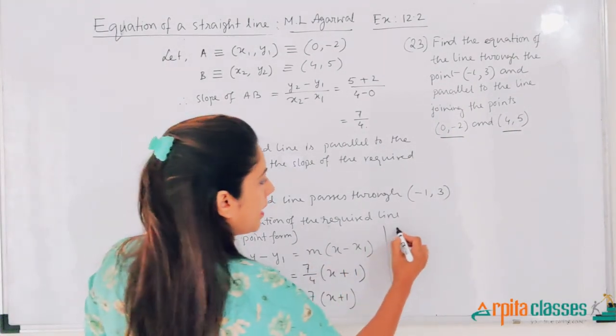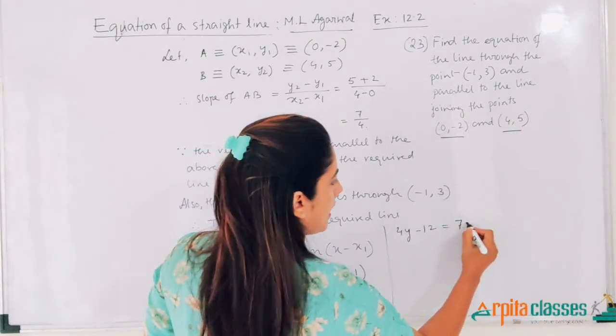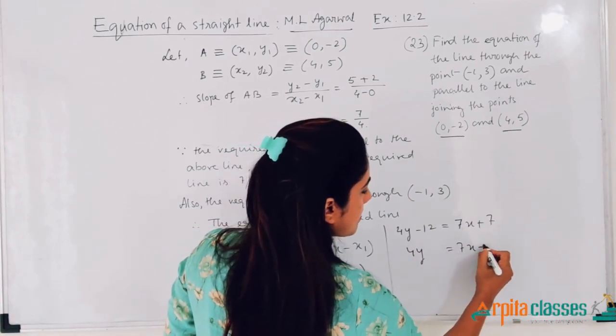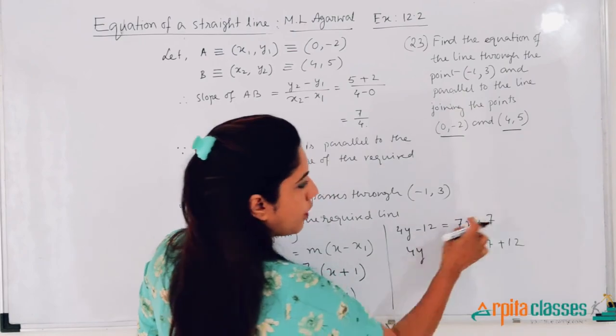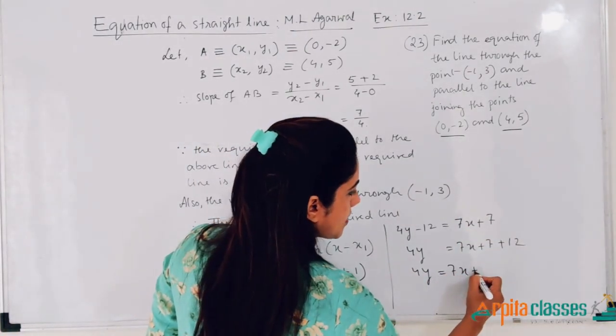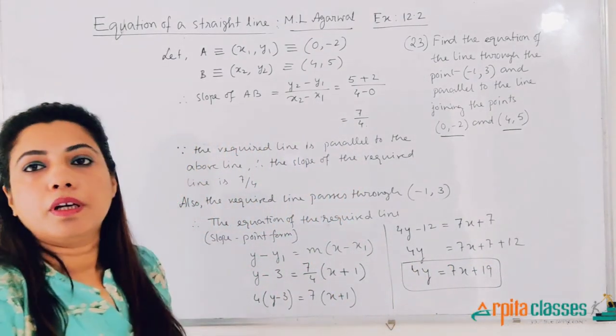This is 4y minus 12 is equal to 7x plus 7. Therefore 4y is 7x plus 7 plus 12, I got 12 that side. So I get 4y is equal to 7x plus 19. This is the equation of the required line.